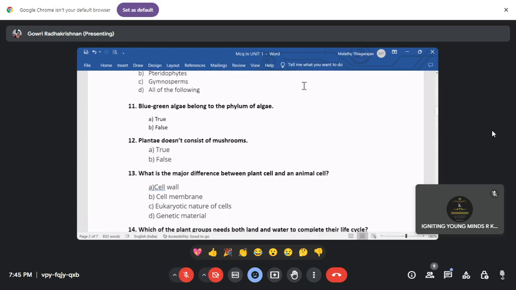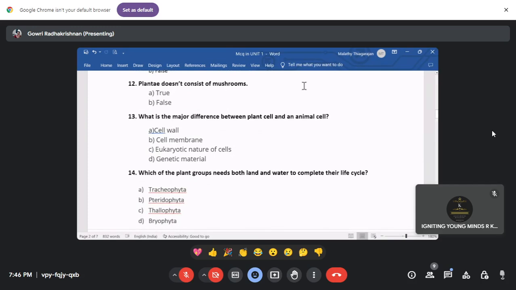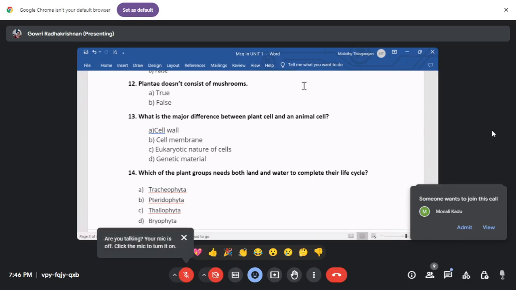Next, blue-green algae belong to the phylum of algae. False, ma'am. Yes. Why is it false? Because it's cyanobacteria and it belongs to kingdom Monera. Yes. Correct. Plantae doesn't consist of mushrooms. True, ma'am. True. It belongs to what? Belongs to kingdom Fungi. Yes. All right. What's the major difference between plant cell and animal cell? This you can say immediately. Cell wall. Yes. Cell wall protects and it plays a major role in metabolic activities of a plant cell.